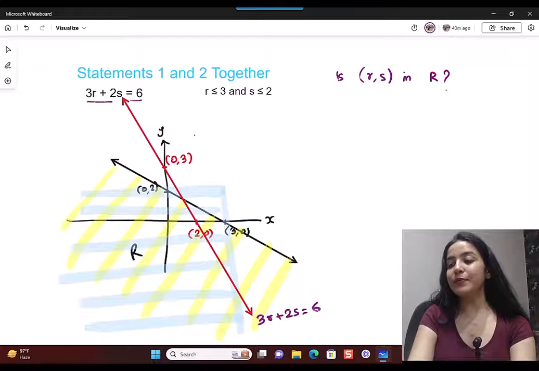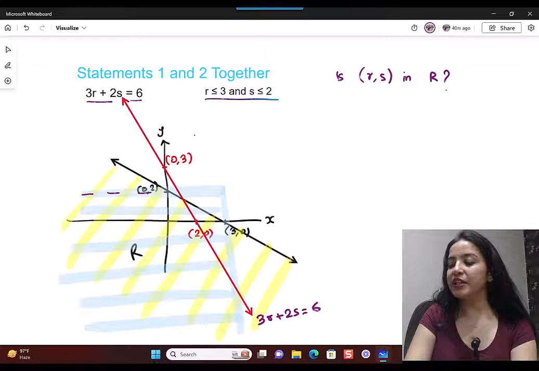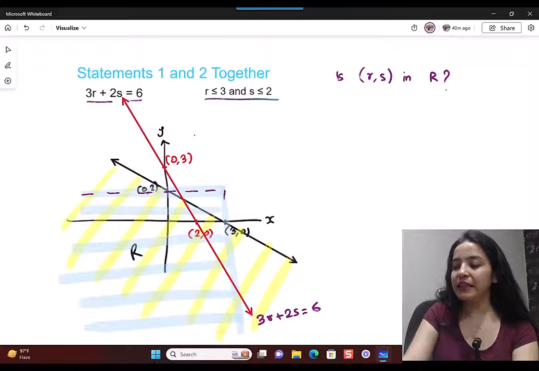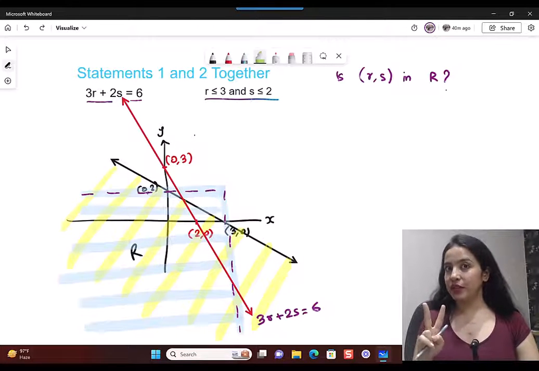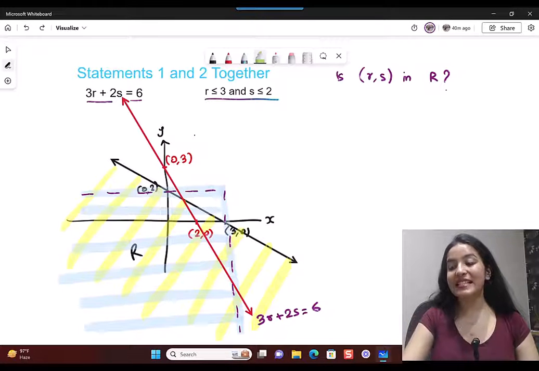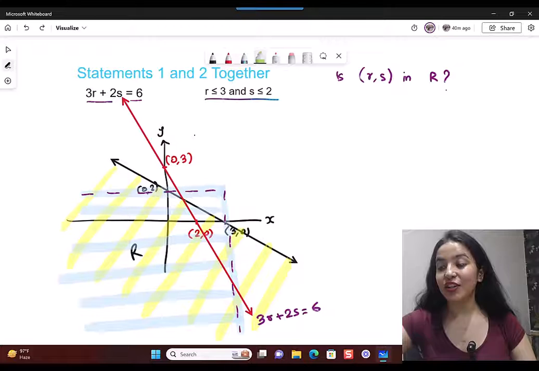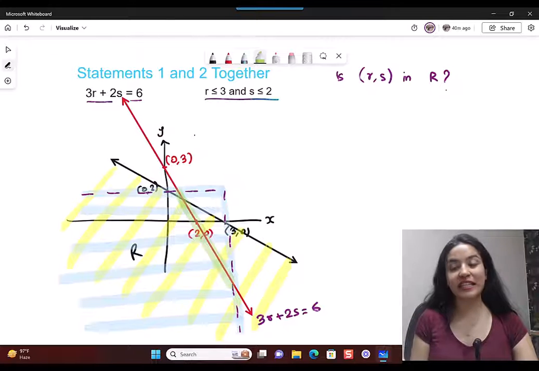Then the second statement told us more about R and S. It told us that R, S is going to be in this blue region that you see, defined by these two lines, horizontal and vertical. So R, S is in the blue region. So now I have two pieces of information. Now that I know both these things about R, S, that it is on the red line as well as in the blue region, that total tells me that my R, S is going to be here. Just see how I've shaded it in green.